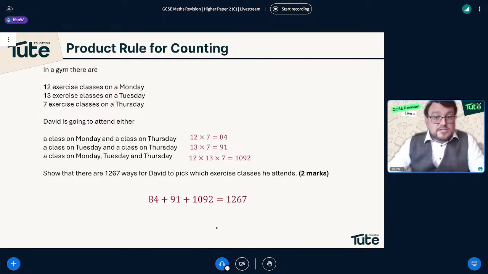And again, look at this. 12 times 7, Monday and Thursday. Tuesday and Thursday, 13 times 7. Monday, Tuesday, Thursday, 12 times 13 times 7. So for me, you're looking for these numbers. This will be your first mark that you've worked correctly with the product rule for counting. The second mark is, of course, for you to be adding them together.